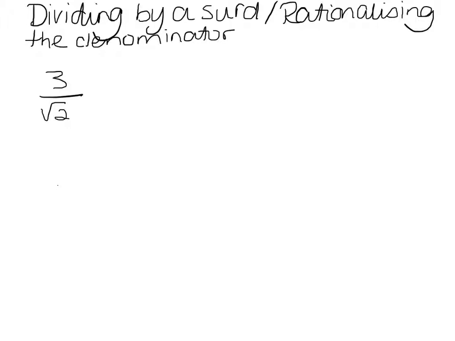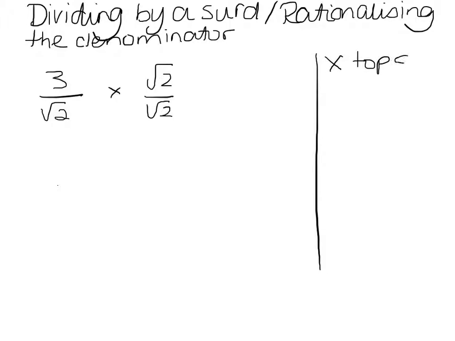Okay. What we can do, however, is we use a method where we multiply top and bottom, so the numerator and the denominator, by the third that's on our original denominator. So here we're going to times by root 2 over root 2. So what we're actually doing is times top and bottom by the third on the denominator.